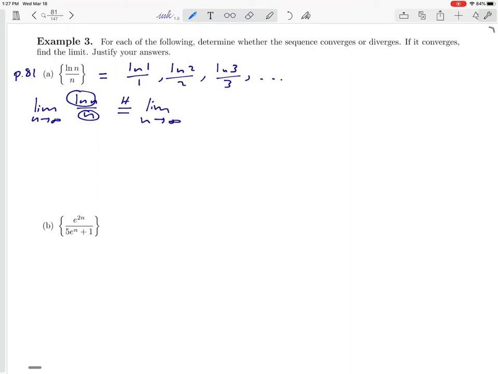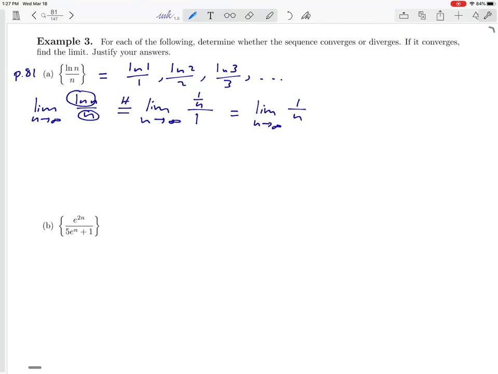Okay, so as we did before, we need to take the derivative of the top and the bottom of our fraction. Okay, the derivative of the natural log of n is 1 over n, and the derivative of n is 1. And so our new limit looks like the limit as n goes to infinity of 1 over n over 1. And then we notice that 1 over n over 1 is really just the same as 1 over n. If you divide a number by 1, you get that same number. So this is really the limit that we're looking at.